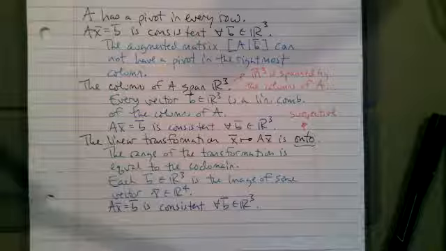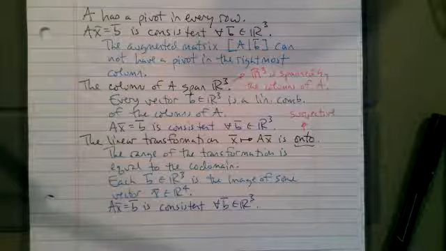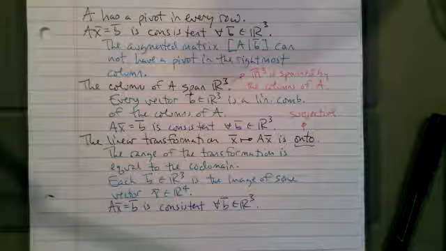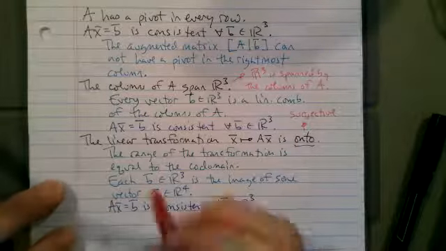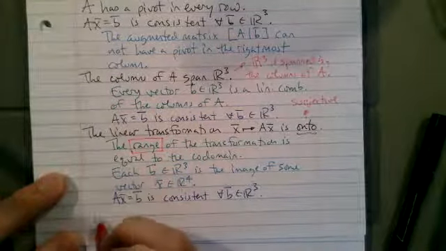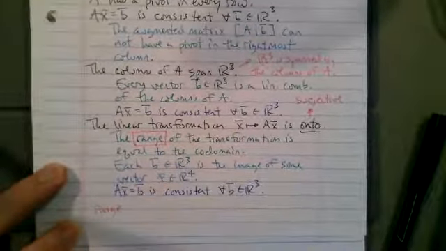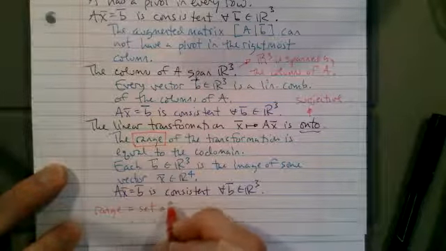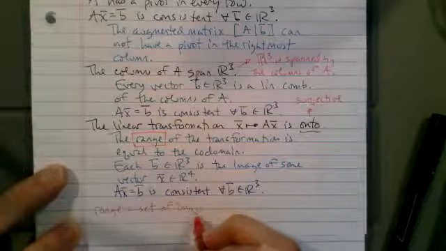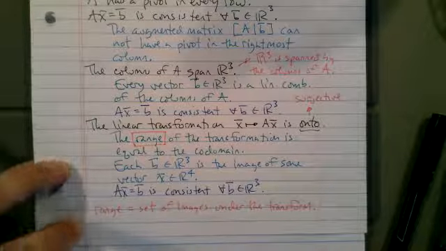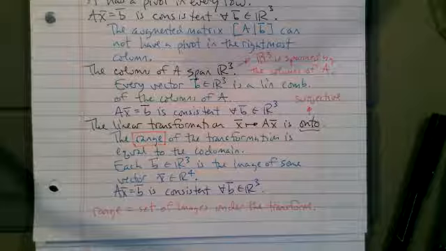The range is dependent upon the transformation. So the range of the transformation is the set of all the images under the transformation. The range of the transformation is the set of images under the transformation.